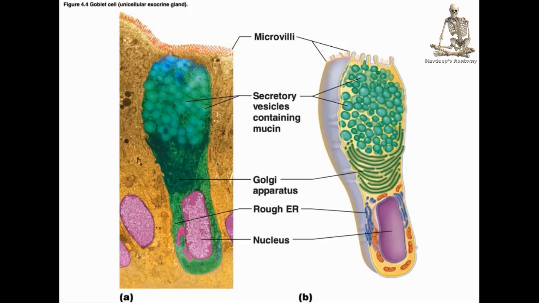Now you can clearly see in the diagram the goblet cell, which is the unicellular exocrine gland, as we discussed earlier. It has secretory vesicles filled with mucin, and mucin in return, when it comes to the surface, turns into mucus. At the surface you can clearly see the microvilli, and they help in the movement of this mucus from one place to another.